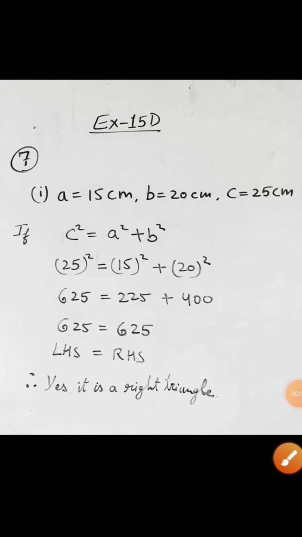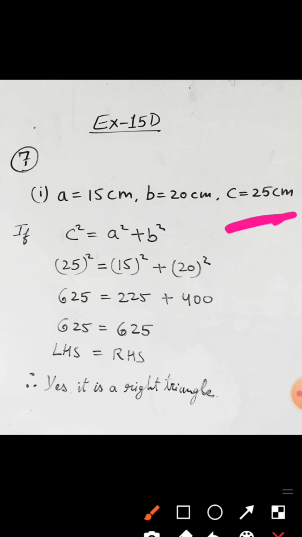Now question number 7: the lengths of the sides of some triangles are given below. Which of them are right angled? So the lengths of three sides of the triangles are given. We need to find whether these are right angled triangles or not. So we'll take the Pythagoras theorem. Which is the longest one? C is the longest side. In each case, C is the longest one.